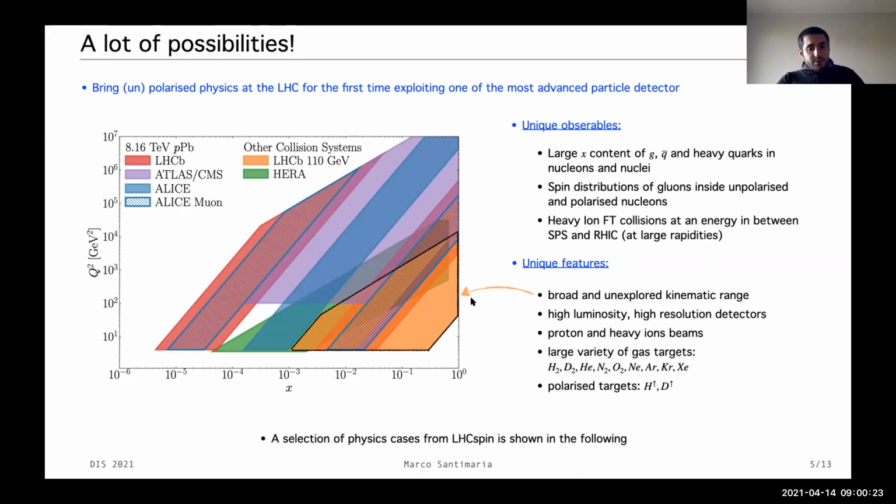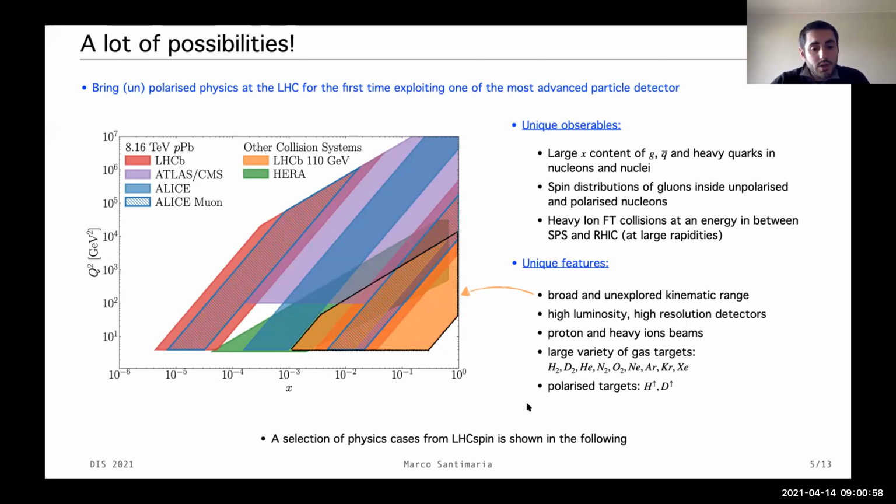We also have unique features. The first one is a very broad and unexplored kinematic range, which you can see here in orange in this plot. And we are able to do this with a very high luminosity, exploiting the luminosity of LHC, and with the high resolution and reconstruction capabilities of the LHCb detector. We can do this with proton and heavy ion beams, which are usually scheduled at LHC, with a large variety of gas targets, and with LHCspin with polarized hydrogen and deuterium.